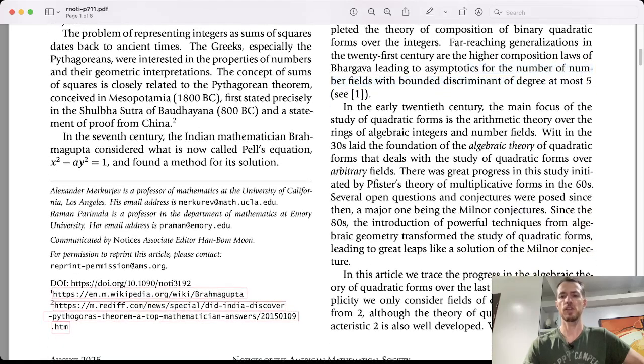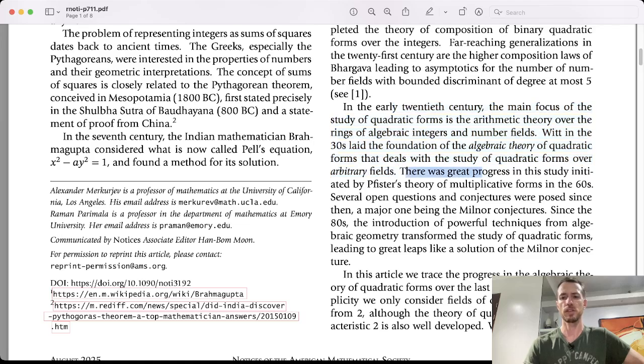In the early 20th century, the main focus of the study of quadratic forms is the arithmetic theory over the rings of algebraic integers and number fields. Witt, in the 30s, laid the foundation of the algebraic theory of quadratic forms that deals with the study of quadratic forms over arbitrary fields.